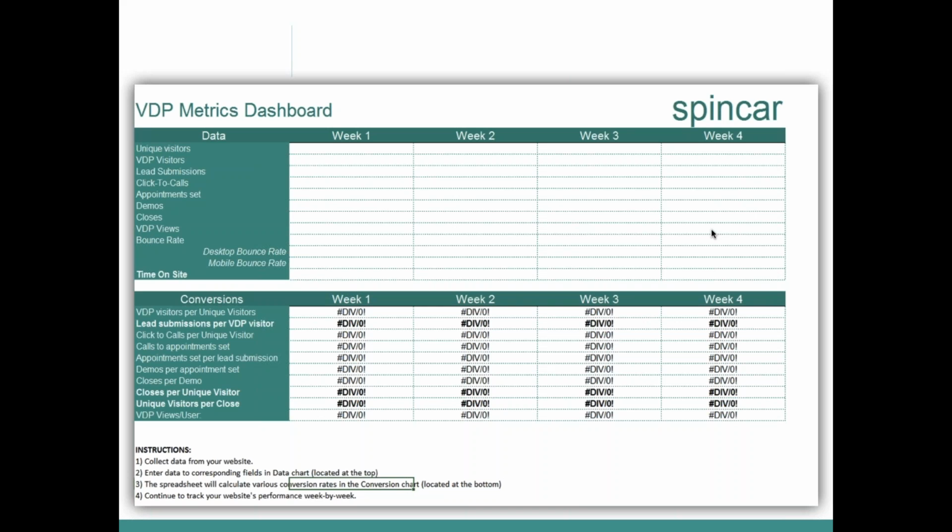But again, this metric tracks: is my homepage getting people to the VDPs? Do I have my specials highlighted? Is it meaningful? Are the calls to action clear, etc.?